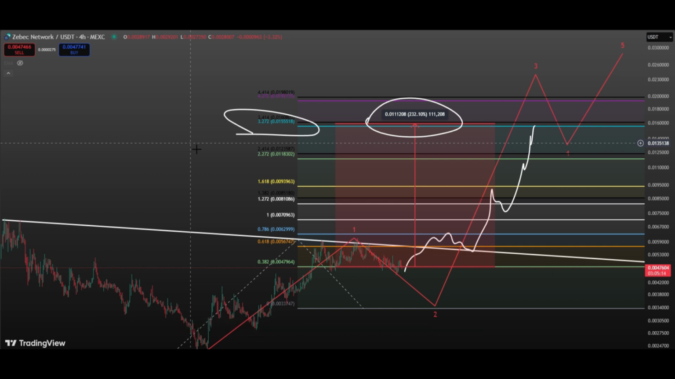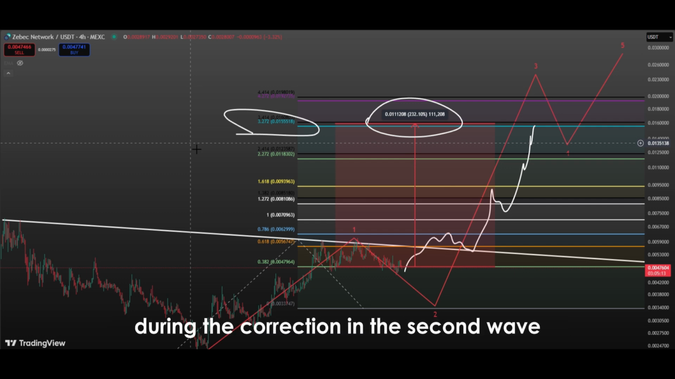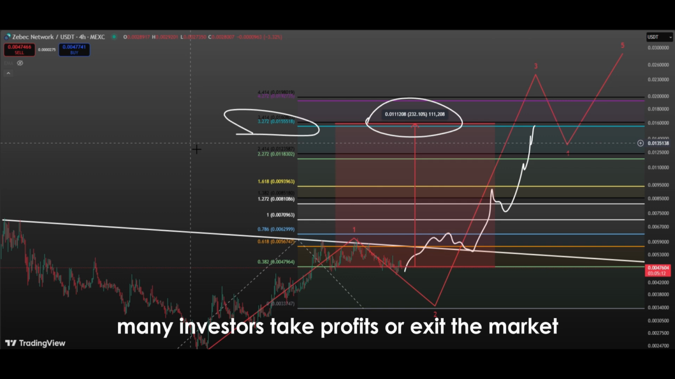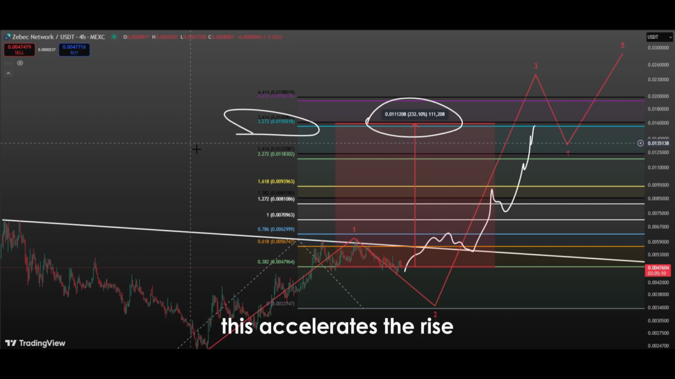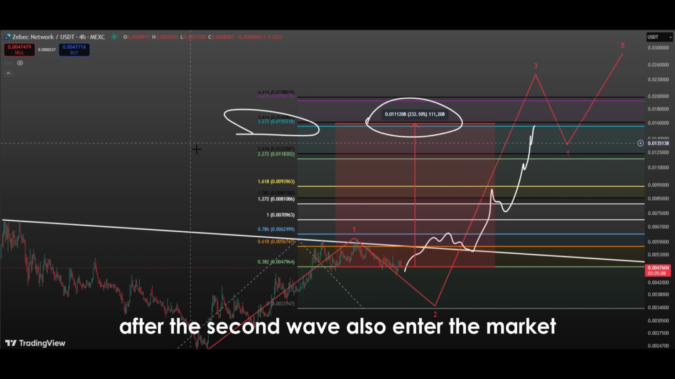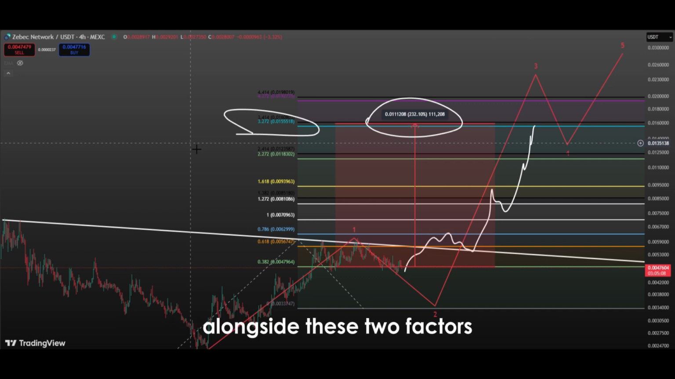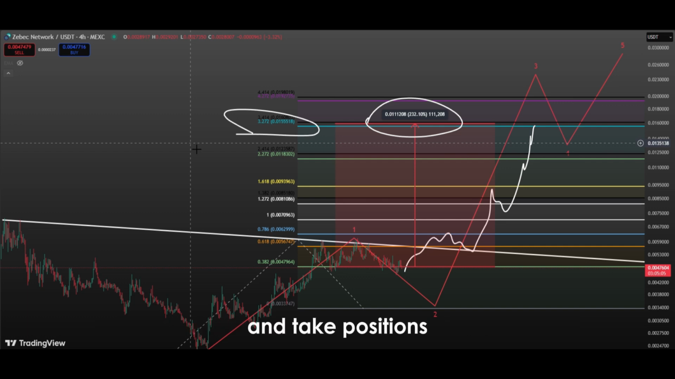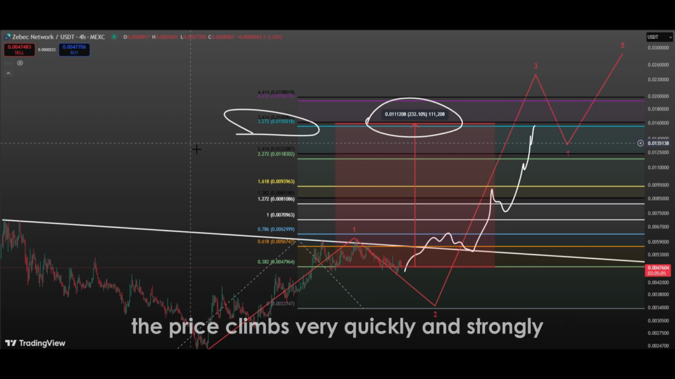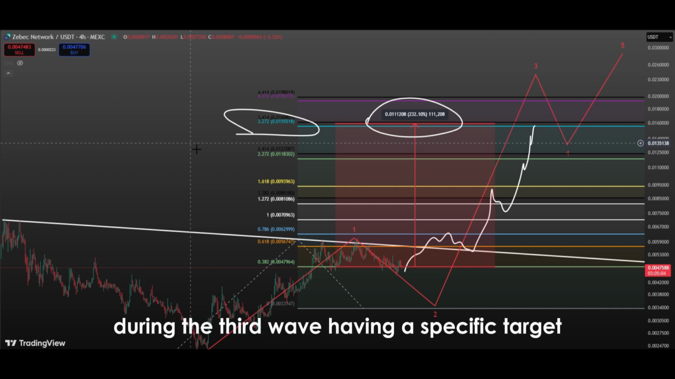Another reason why the third wave is so strong is market psychology. During the correction in the second wave, many investors take profits or exit the market. However, when the price starts rising again, some of these investors buy back in to make up for the missed opportunity. This accelerates the rise. In addition, new investors who realize that the trend will continue after the second wave also enter the market. Alongside these two factors, technical traders see breakouts, trendline passes, and support resistance reversals as opportunities and take positions. When all this buying pressure comes together, the price climbs very quickly and strongly during the third wave.